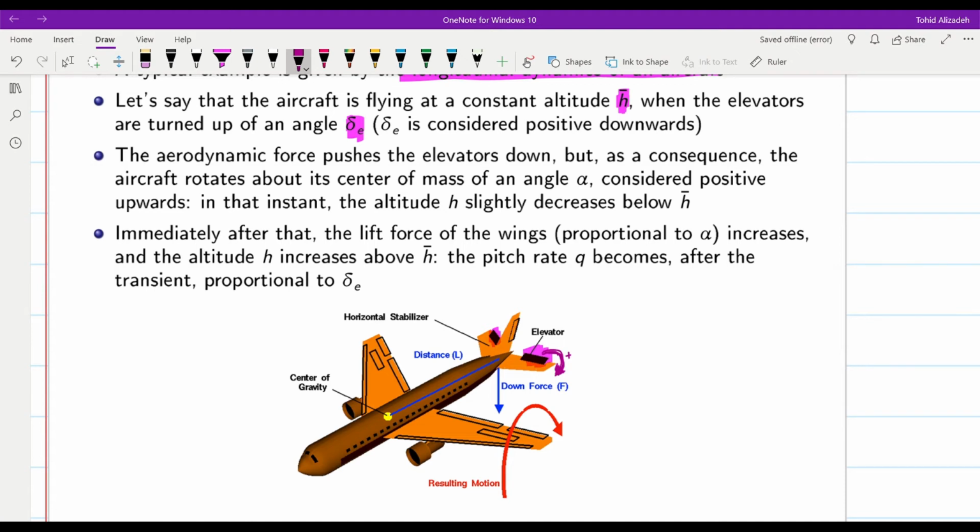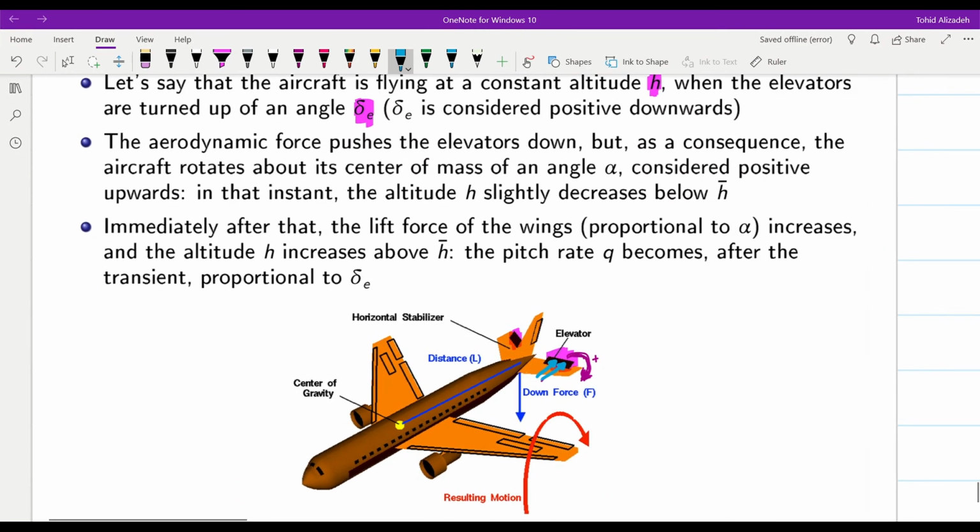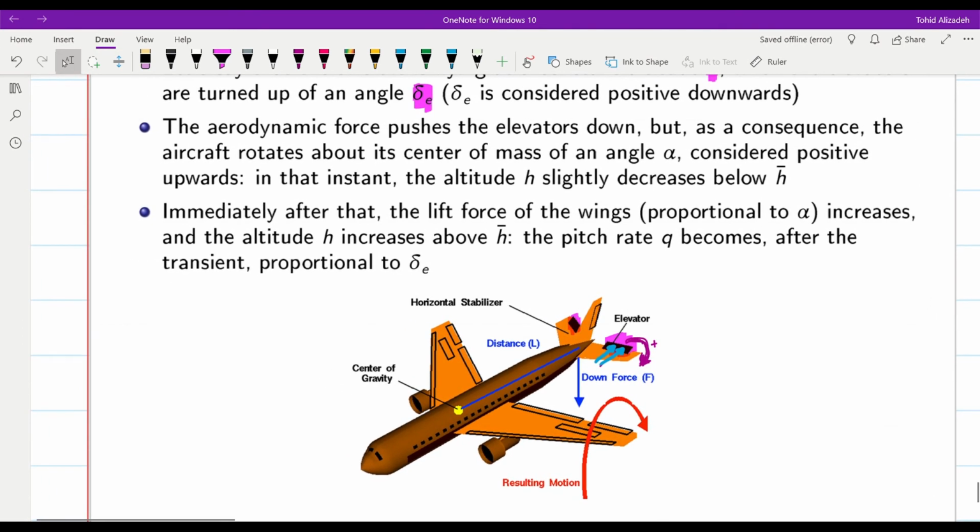Then the aerodynamic force will push the elevators down, because the airplane is moving in the air. There will be some aerodynamic force acting on the elevators, and they will be pushed down. As a consequence, the aircraft will rotate about its center of mass. Over here we have the center of mass for the airplane. Since the elevators are pushed down, the aircraft will start to rotate.